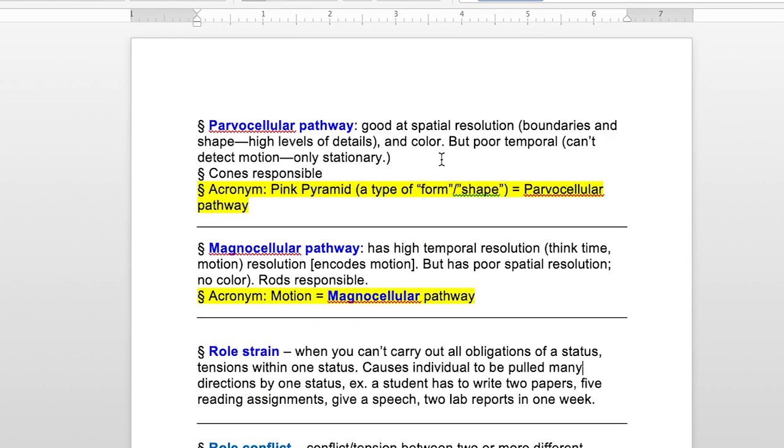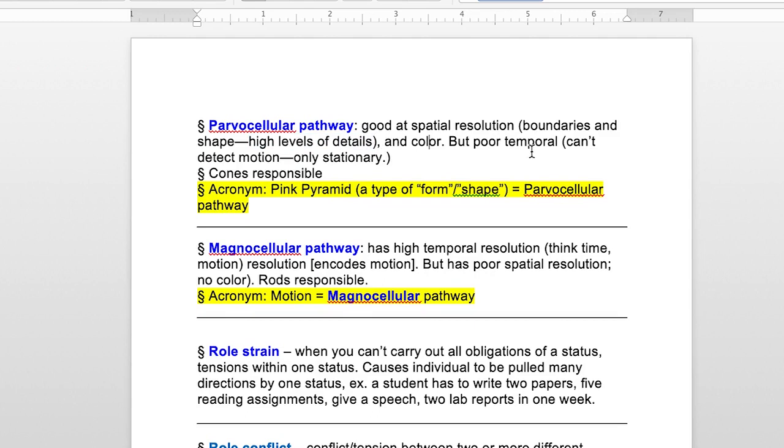So first one, how to memorize parvocellular pathway versus magnocellular. For parvo, it starts with a P, so think of P for pink pyramid. And for a pink pyramid, it is more about the spatial resolution. You can think about the boundaries and shape and the high levels of detail and color.